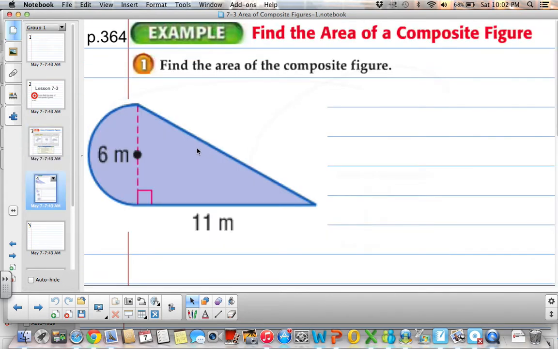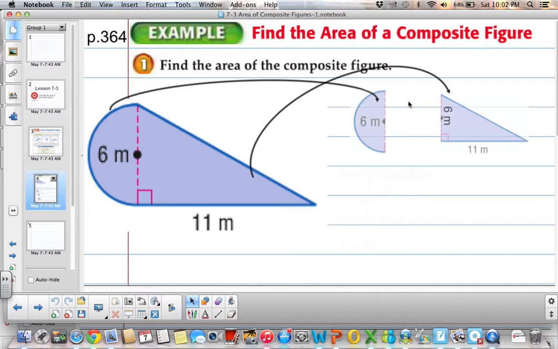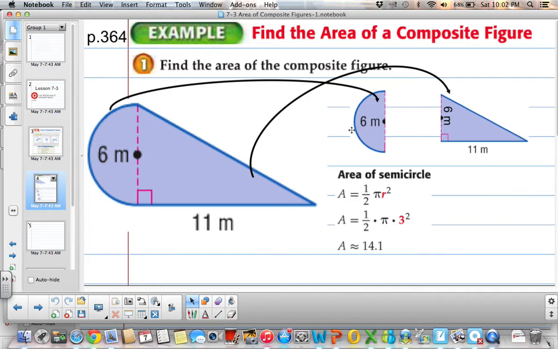So here is an example. If you look at this one, right away we can see we have a triangle and we also have a half circle, or our semicircle. So the first thing that we can do is tell ourselves we want to break this up into a half circle and a triangle. Then we find the area of each figure, and then we're going to end up adding them together.